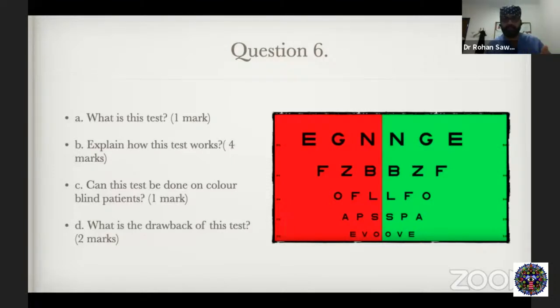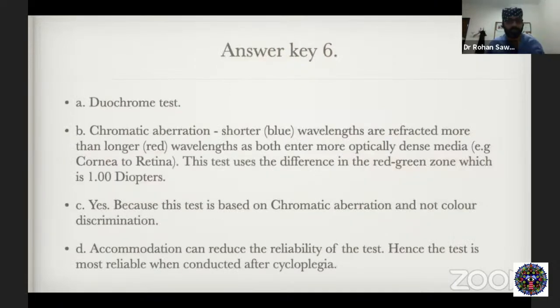If the patient accommodates, this test is not reliable. So that accommodative component is added, and it can create a discrepancy in the result of the test. So the test is most reliable when you add a cycloplegic. So this is the key of what we have discussed. The duochrome test is the name of the test, chromatic aberration, and accommodation can reduce the reliability of the test. Hence, it is most reliable when conducted after cycloplegia.